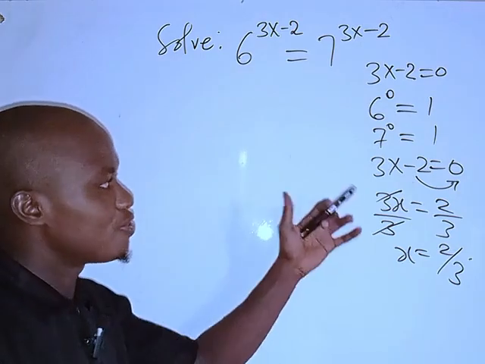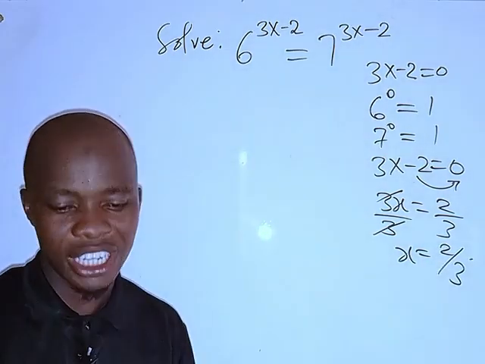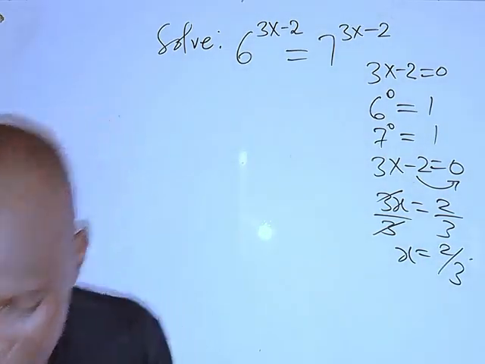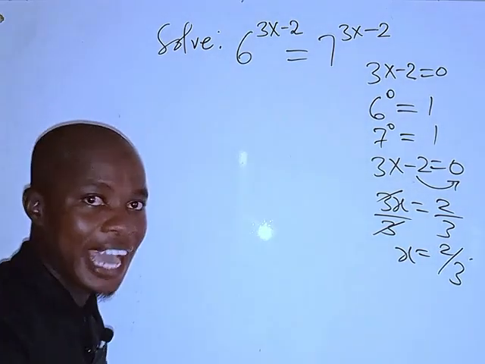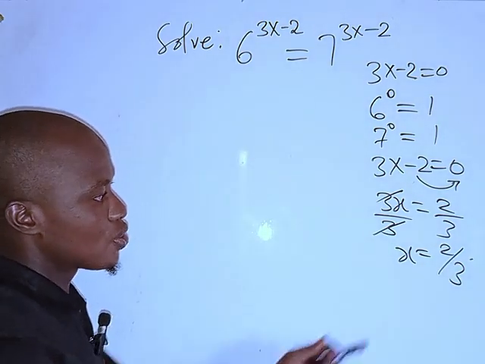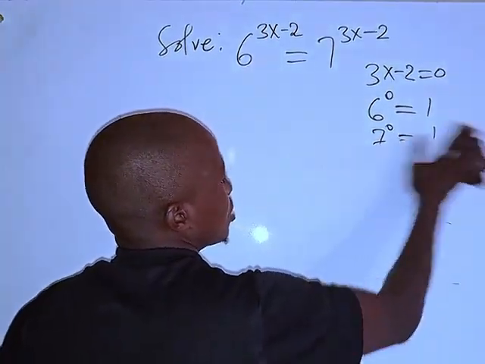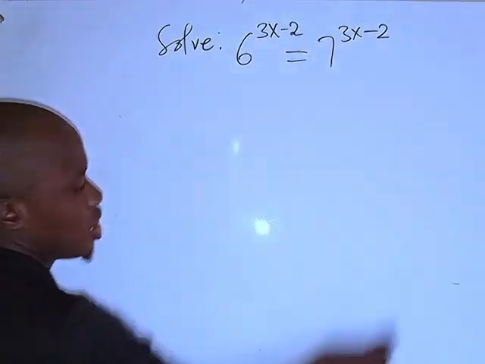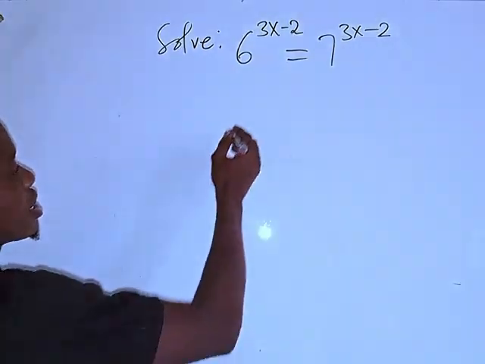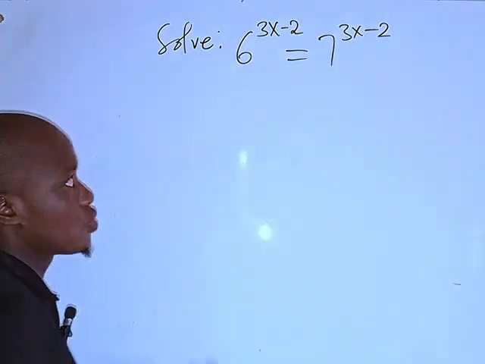But now, how can we solve this if you don't want to go this way and you want to solve it algebraically, in case you want to apply the knowledge of indices here? So let's see how we can get this 2 over 3.